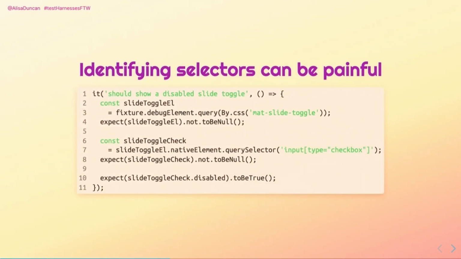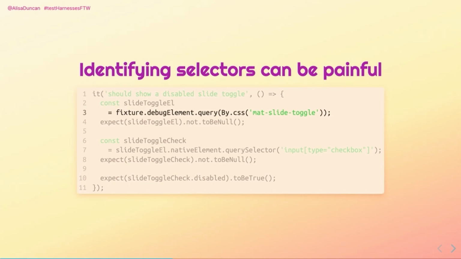However, let's think about that slide toggle. If we wanted to work with that and interact with it, we might first try querying by the mat slide toggle component selector. Unfortunately, this isn't the interactive portion of the mat slide toggle. What it really is under the covers is a stylized checkbox. So if we wanted to interact with it, we'd have to get the checkbox element, which isn't really clear until you dig into the source code or inspect it in DevTools, right? Which we shouldn't have to do for a test. That makes the test really brittle.